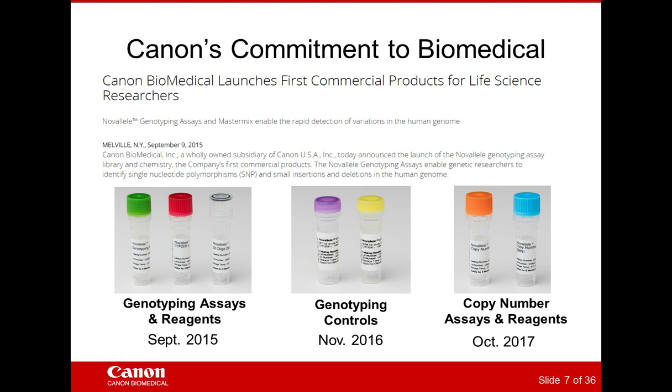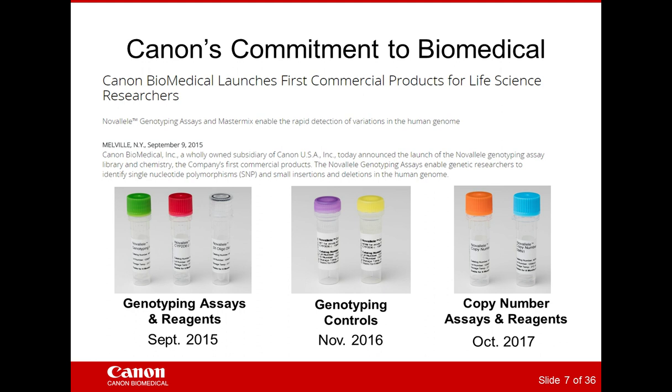So as I mentioned, we launched in 2015. Toward the end of 2015, we launched the first products for Canon BioMedical. These were genotyping assays and reagents specifically for SNP mutations, insertions, deletions. We have some mitochondrial DNA targets as well. The primary focus area for these is in neuroscience research and pharmacogenetics. This product line will be the example that we touch on when we look into the APOE mutations from the protocol example.